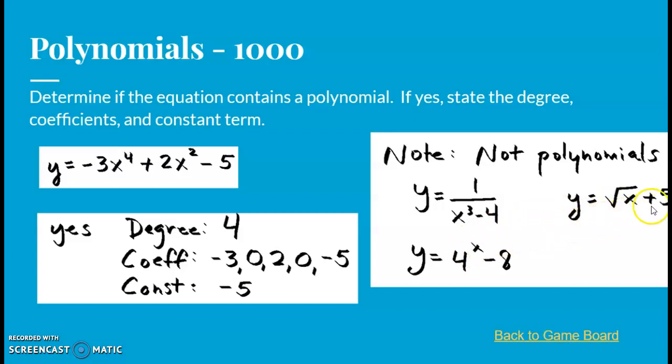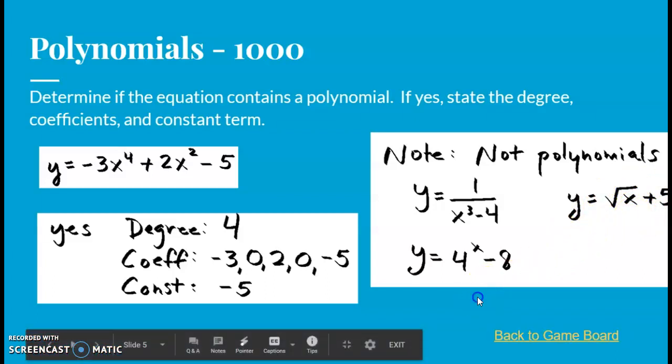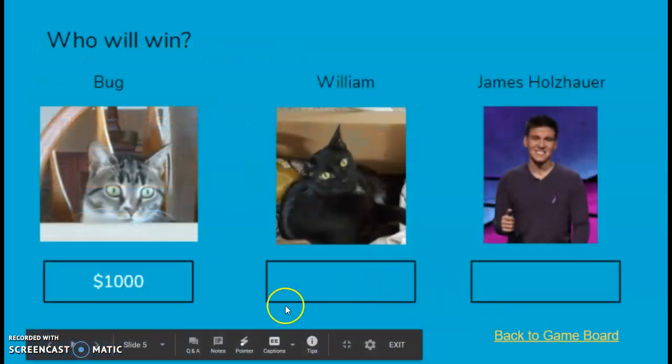I see that the right side got cut off a little bit over here. This is a square root of x plus 5. Basically, I can tell it's not a polynomial because of the square root of x. Bug got this question right, so she gets $1,000.